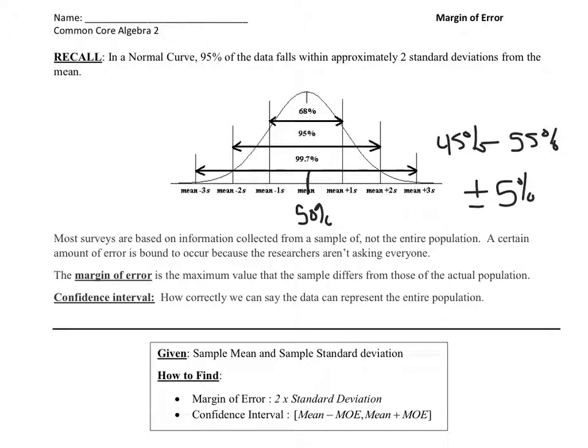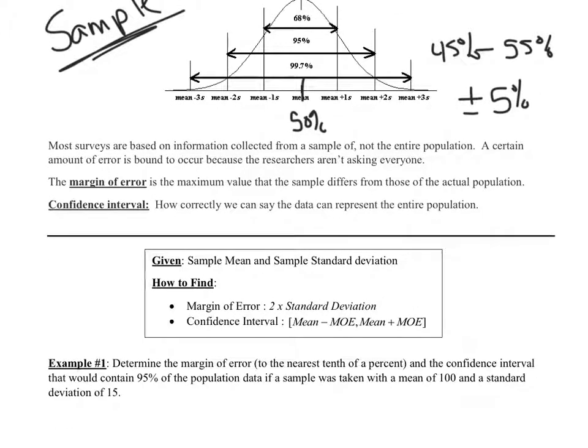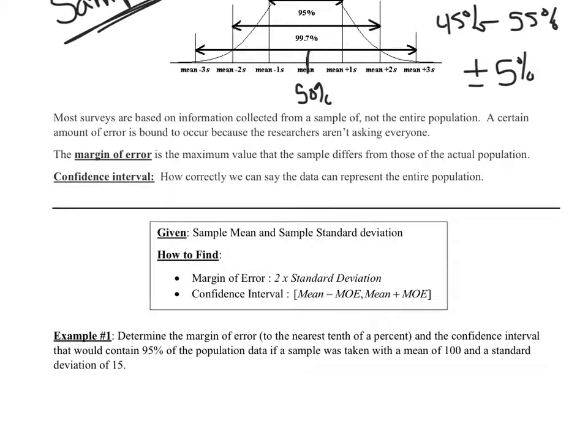We didn't ask every single person in the entire universe if they like Crest toothpaste. We just picked a sample, and that's the key. So remember, we're always dealing with a sample. So we want to extrapolate and see, okay, if I was talking about a full-on population, I would be off probably by this percent. And that's what we try to figure out.